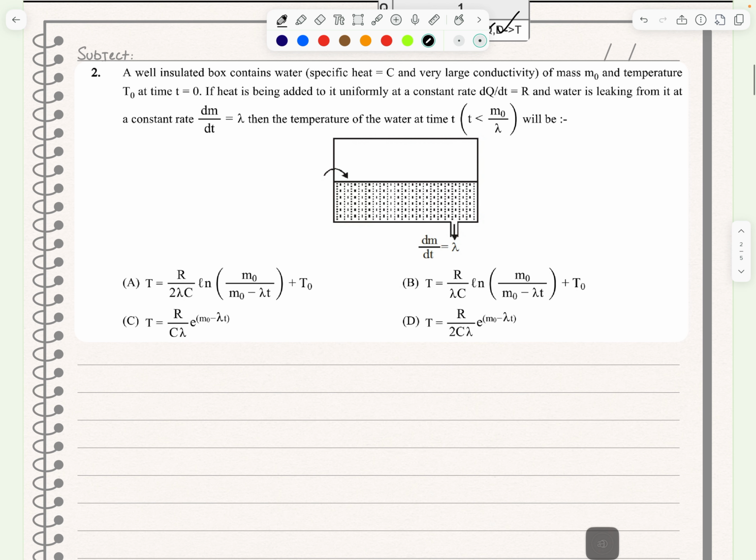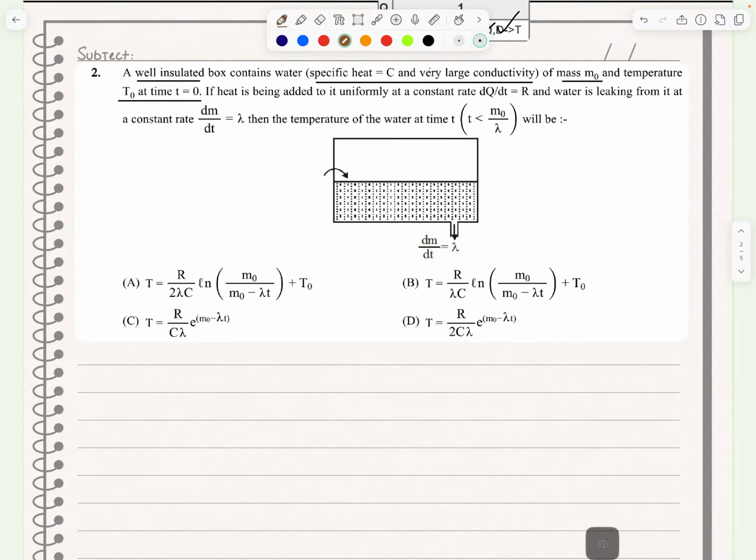They are saying a well insulated, very good, this word you should keep in mind. A box contains water of specific heat C, and very large conductivity. What is the meaning of this part? Of mass m0 and temperature T0 at t equals 0. That is, this container is well insulated. That means there cannot be any heat loss to the surrounding. Okay, it is an adiabatic wall kind of thing.